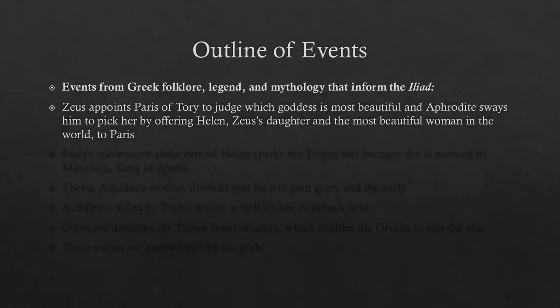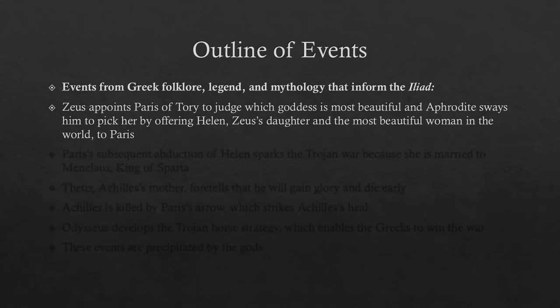So it starts with Zeus, the king of the gods, appointing Paris of Troy to judge which goddess is most beautiful. And Aphrodite, one of the three goddesses he's supposed to judge, kind of convinces him to pick her by offering Helen of Troy, or Helen of Greece, as Zeus's daughter, and considered by many to be the most beautiful woman in the world. So she says to Paris, if you pick me as the winner of this contest, I will give you Helen as your bride. And so, of course, he picks her, and that's the first event. It's kind of the catalyst for the war.